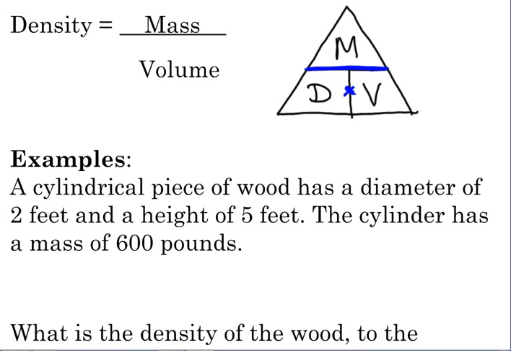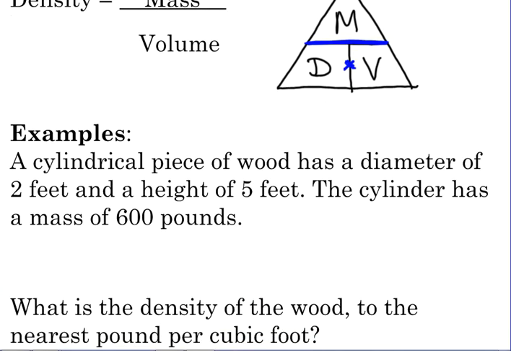All right, so let's look at an example here. A cylindrical piece of wood has a diameter of 2 feet and a height of 5 feet, and it has a mass of 600 pounds. What is the density of the wood to the nearest pound per cubic foot? So first of all, we make sure our units all agree with what they're asking us for. It wants density in pounds. Is our mass in pounds? Yes, we're good. The measurement is in cubic feet. Are our measurements in feet? Yes, so we're good there.